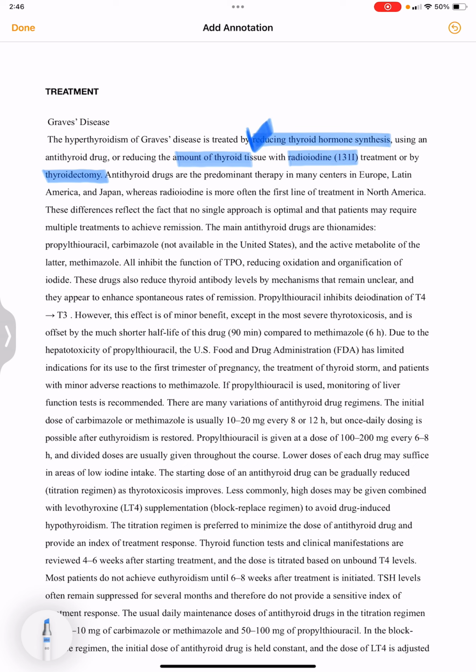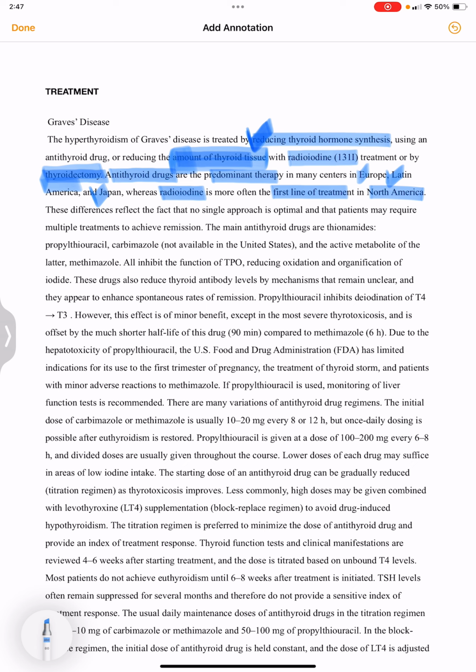That is by reducing thyroid hormone synthesis using an anti-thyroid drug, or reducing the amount of thyroid tissue. The tissue amount is reduced with radioiodine 131 treatment or by thyroidectomy. In centers like Europe, Latin America and Japan, anti-thyroid drugs are the predominant therapy, whereas radioiodine is more often the first line of treatment in North America.